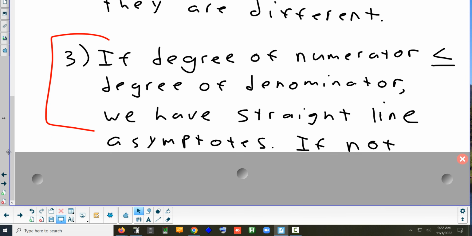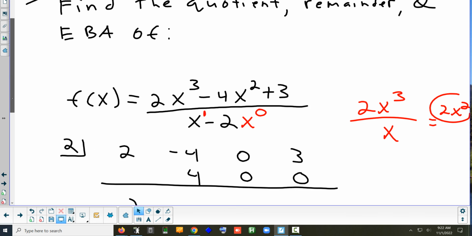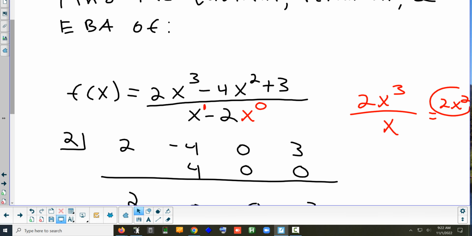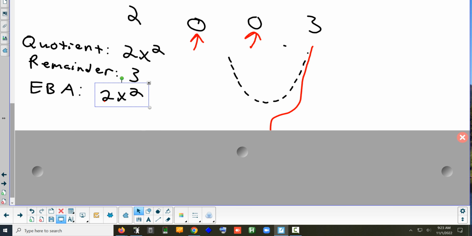If the degree of the numerator is not less than the denominator, like in the problems we're doing today, then we can end up with asymptotes that are curved. And this is where you have to look at the difference between the numerator and the denominator. The degree in the top is a 3, degree in the bottom is a 1. That's a difference of 2. That means your EDA is going to be a degree 2.